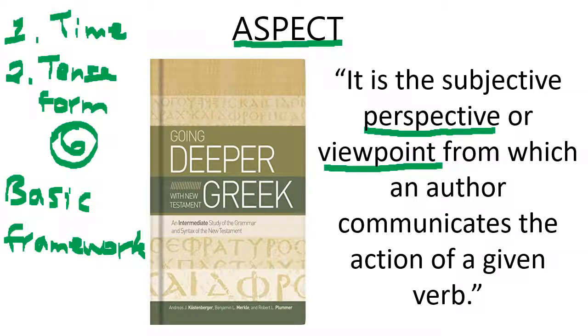from which an author communicates the action of a given verb. So guys, please learn that by memory and know it well. Because essentially the genius of the Greek verb is not its ability to just tell us when an action occurs, but it also tells us what type of action it describes. And the way that we consider that is by looking at it from the perspective or the viewpoint of the author, in this case the biblical author, and how he communicated the action of that verb.